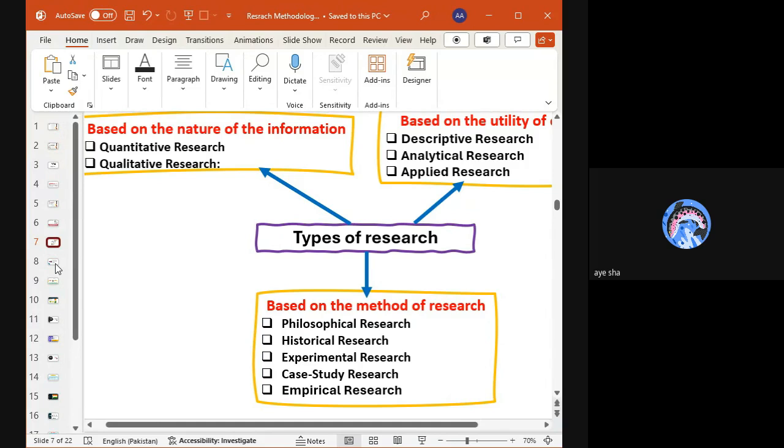Then the next one is qualitative research, that obviously includes quality. And it may include interviews, focus groups, and surveys. For example, if you want to study how a population is coping with water scarcity, that would be a qualitative study.